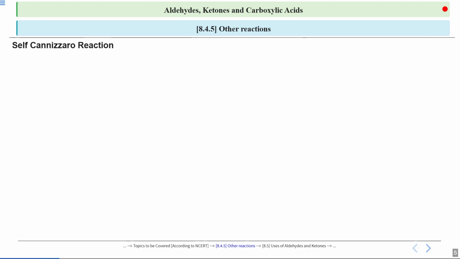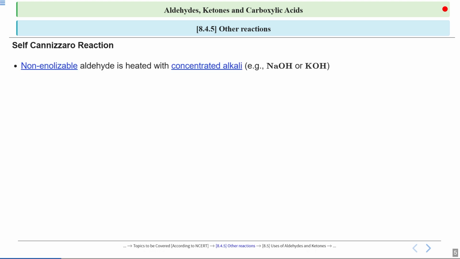So first we are going to discuss the self-Cannizzaro reaction. Now what is the self-Cannizzaro reaction? Let us see one by one. So here we see that the reaction involves a non-enolizable aldehyde, which is heated with a concentrated alkali like sodium hydroxide, NaOH, or potassium hydroxide, KOH. So here the main thing is non-enolizable.